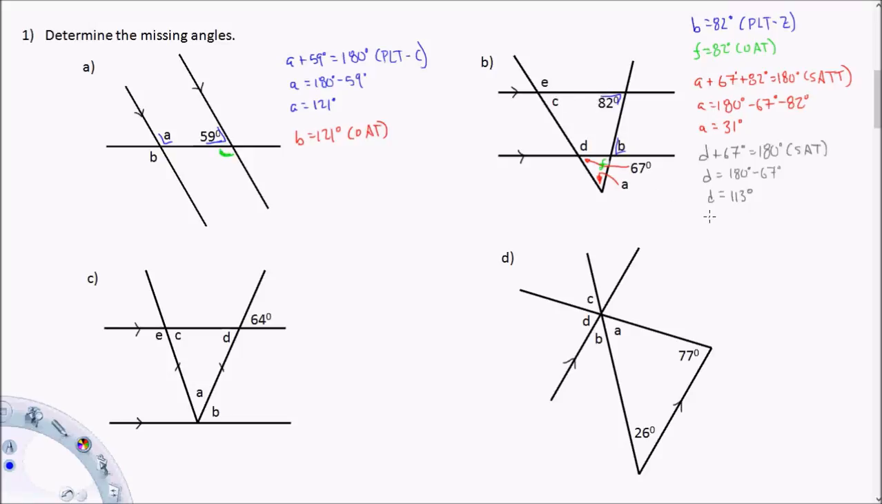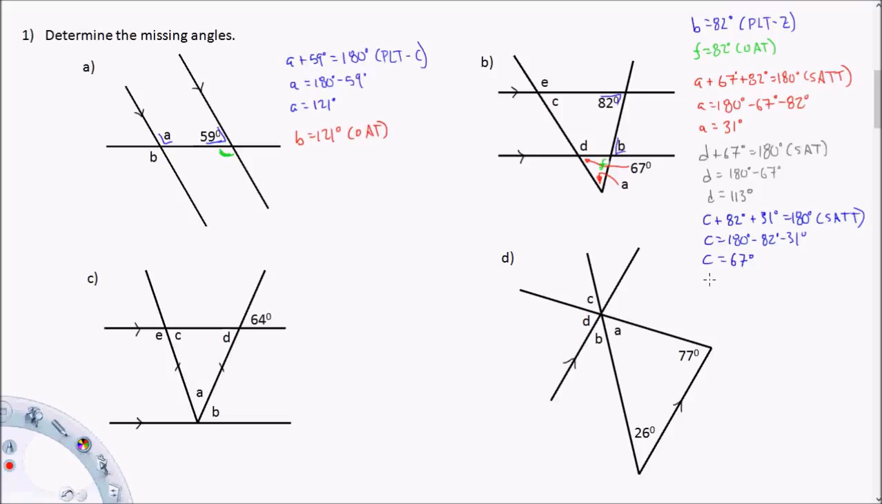We can now use the sum of the interior angles of a triangle theorem again with angle A, 82, and C. So C plus 82 degrees plus angle A, which we found to be 31 degrees, is equal to 180 degrees because of SATT. Now let's subtract 82 and 31 from both sides. So C would be equal to 180 degrees minus 82 degrees minus 31 degrees. Therefore, C would be equal to 67 degrees.